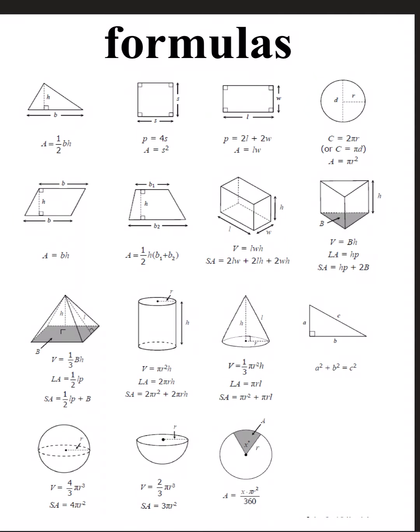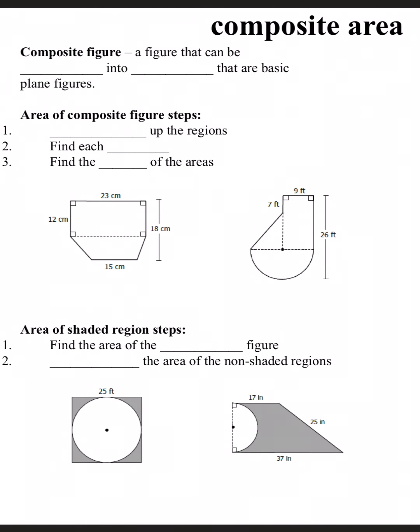Rectangle is length times width. The formula for our trapezoid is this one right here: 1/2 times the height times base 1 plus base 2. On our formula sheet we have 1/2 base times height for a triangle. We don't have a semicircle on our formula sheet, but we do know that the area of a circle is pi times r squared, and we can divide that by 2. Let's talk about composite areas.